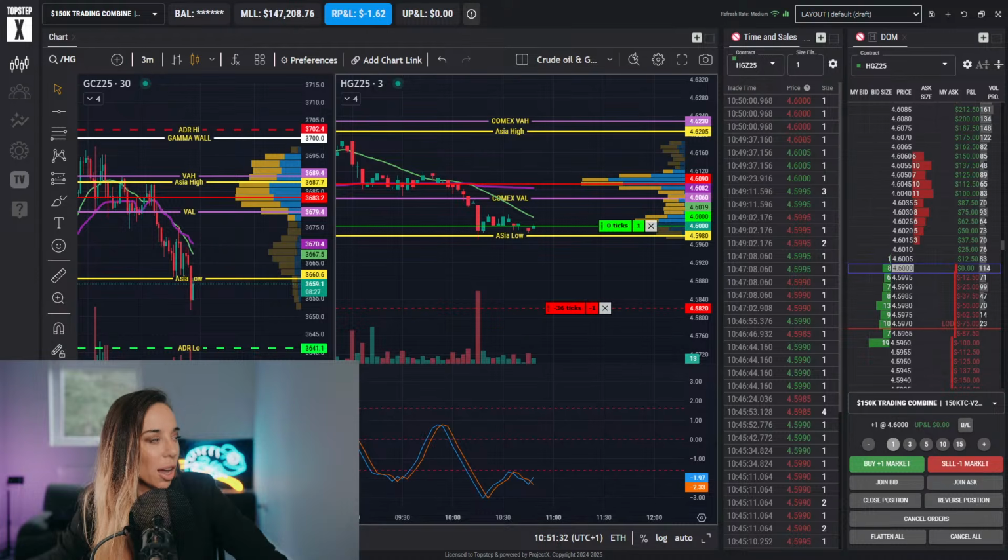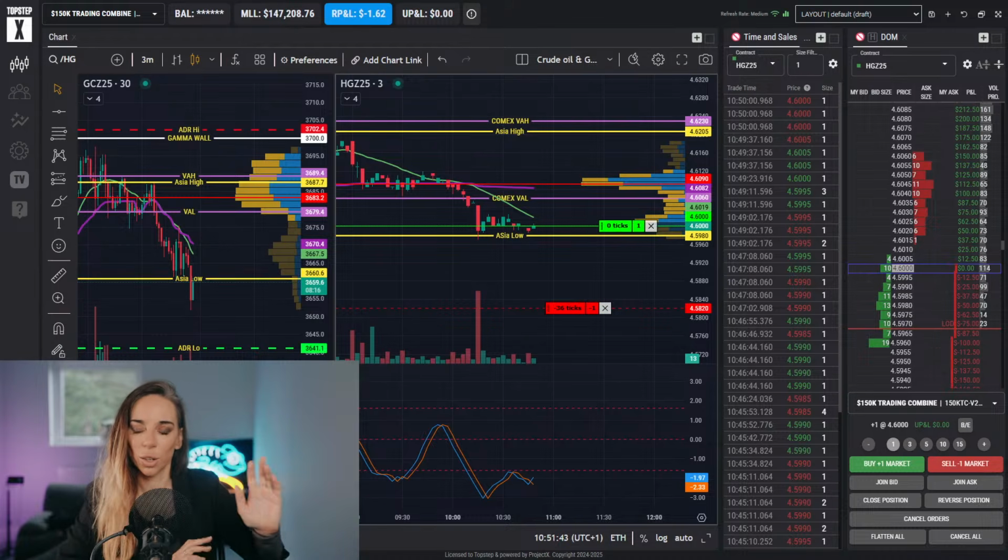So ahead of CPI, you can sometimes see these unwinding moves. I don't know how that's going to run with the rollover, the contract rollover that we are in right now.